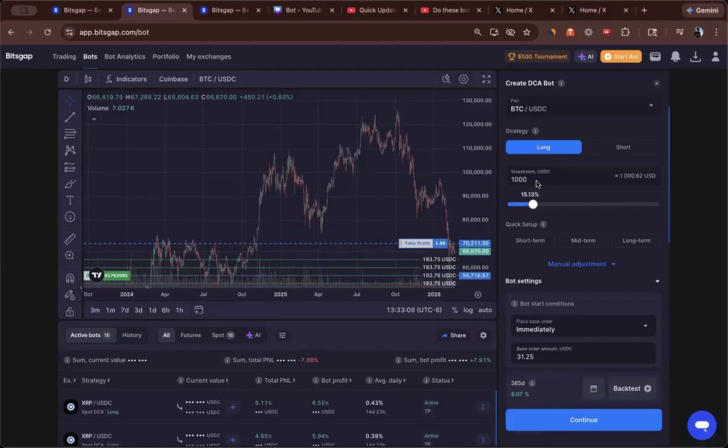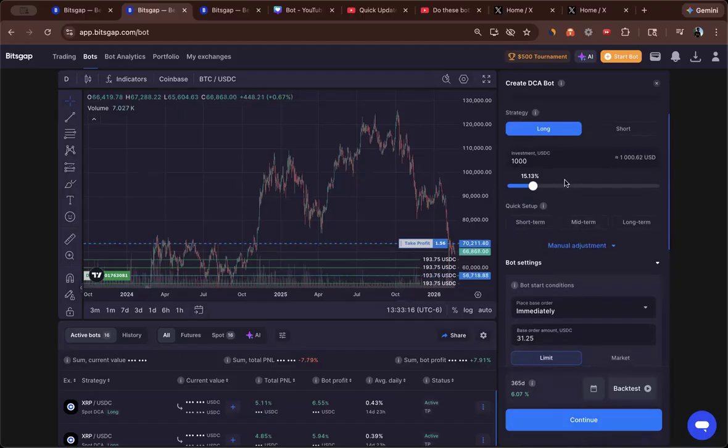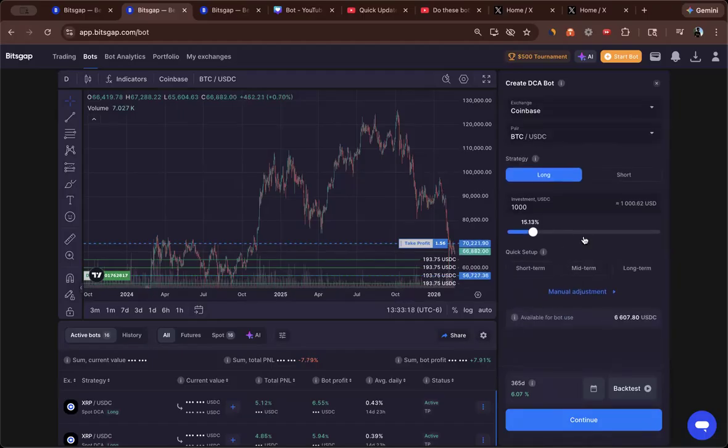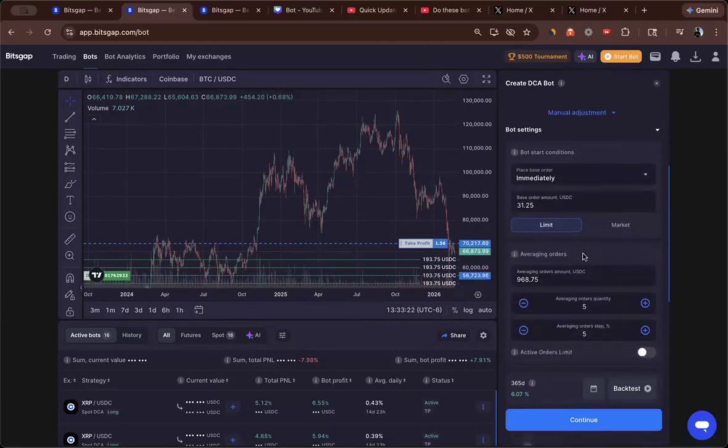So we're gonna start these out, look at these based on a $1,000 investment, and you click down to the manual adjustment. Oops, guess I already had it pulled up. Our base order amount, so the amount that it's going to buy right away, is 31.25. And then the averaging orders amount is going to be 968.75.